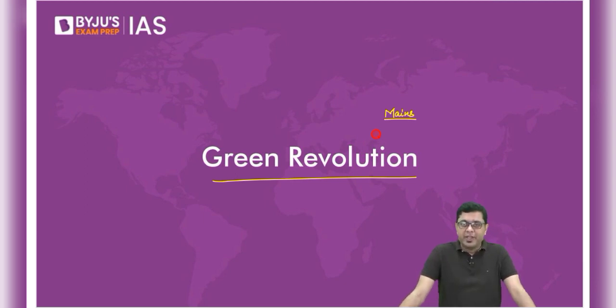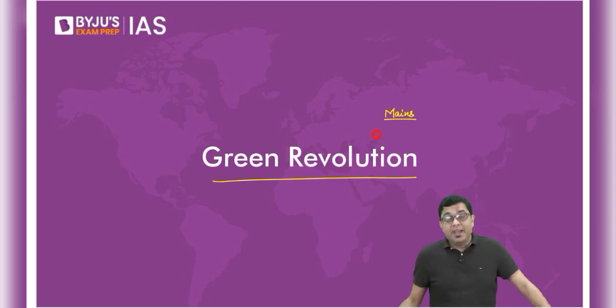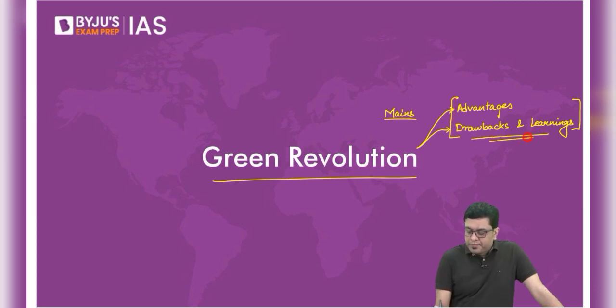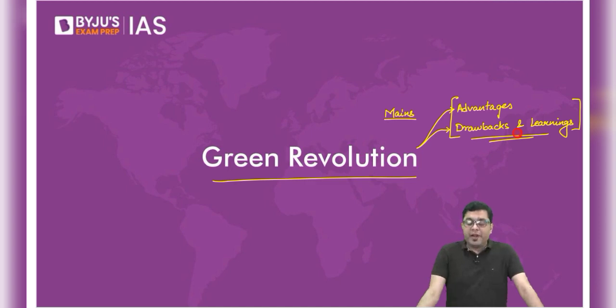But the interview panel also knows what the candidate is expecting. They will never ask you the controversial topics. Mostly they will not ask you. They ask something related to it. So green revolution, its advantages, its disadvantages, that is something which is important to know. Advantages. Drawbacks and learnings. Okay, this is where you will find the questions to be asked from. In general studies as well, in the optional portion as well, in mains, multiple times this question has been asked.